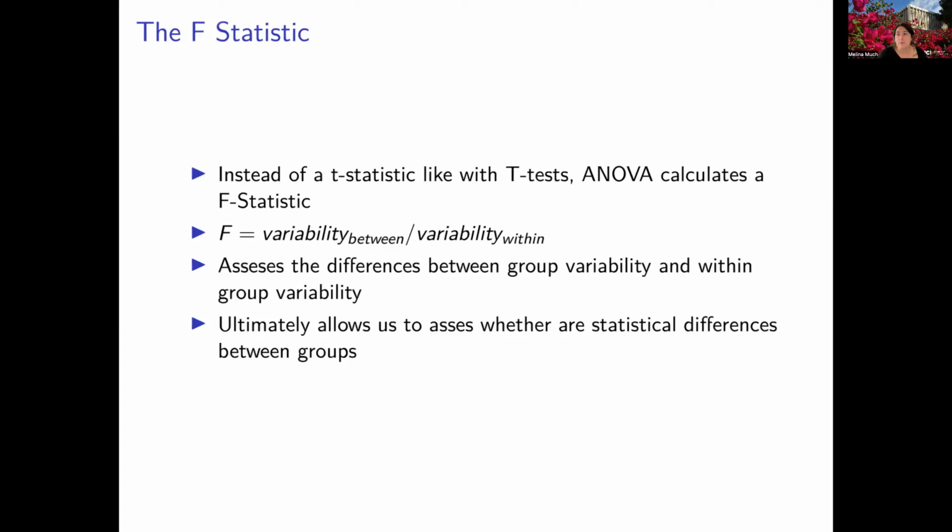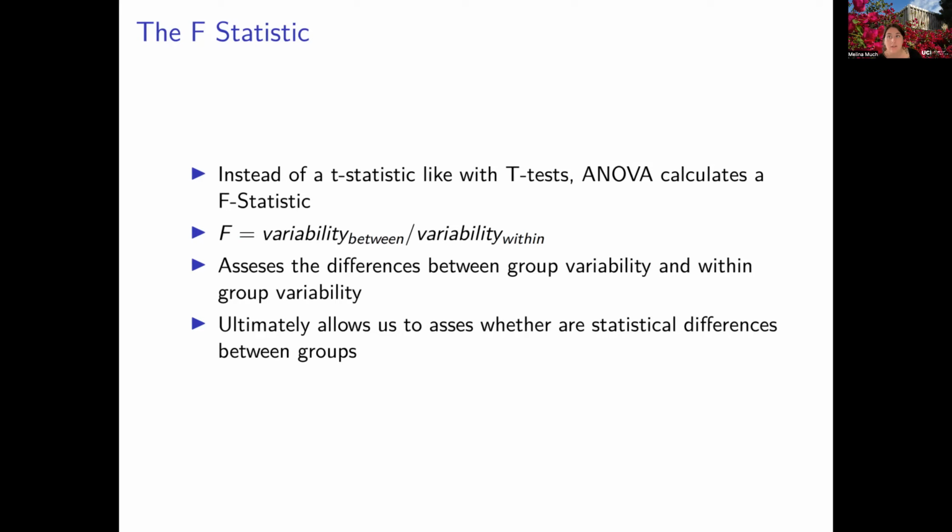So instead of with t-tests where you calculate a test statistic, ANOVA is going to calculate an F statistic, which is an assessment of the variability of your groups. The F statistic is the difference between the variability between groups, so between freshman, sophomore, junior, senior, and the variability within groups. So the differences in scores within freshmen as a group, the differences between scores within sophomores as a group, and so on and so forth.